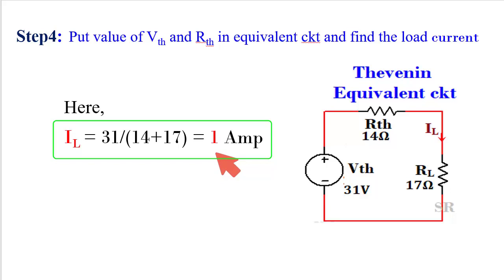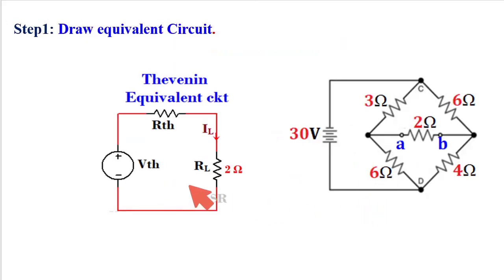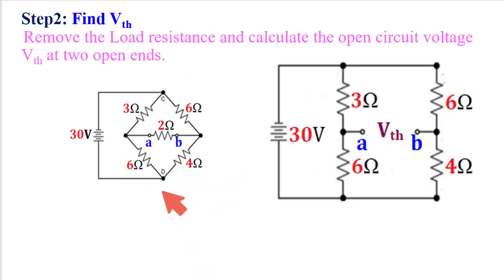So this is the answer. Now in this numerical problem, there is a Wheatstone bridge. We need to find the current through this 2 ohm resistance by using Thevenin theorem. We need to draw the equivalent circuit consisting of VTH and RTH with the load resistance 2 ohm. So we will find VTH and RTH. This is our original circuit. To find VTH, this 2 ohm resistance will be disconnected and the potential across the points A and B is the VTH. If we redraw the circuit, it might look like this.